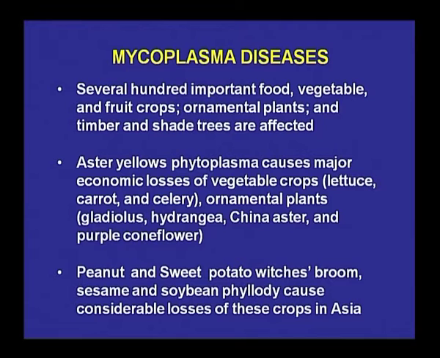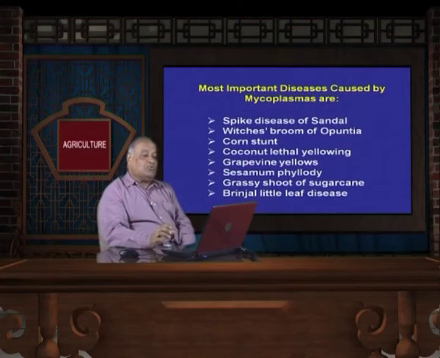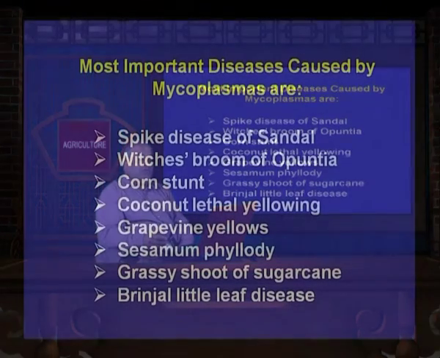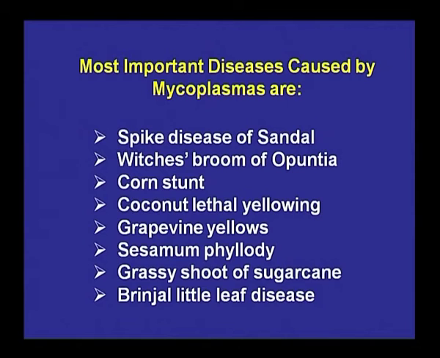Ornamental plants like gladiolus, hydrangea, China aster and purple coneflower, and peanut and sweet potato witches' broom, sesamum and soybean phyllodes cause considerable losses of the crops in the Asian region. These are the most important diseases caused by Mycoplasma. They include spike disease of sandal, witches' broom of opuntia, corn stunt, coconut lethal yellowing, grapevine yellows, sesamum phyllody, grassy shoot of sugarcane and brinjal little leaf disease.